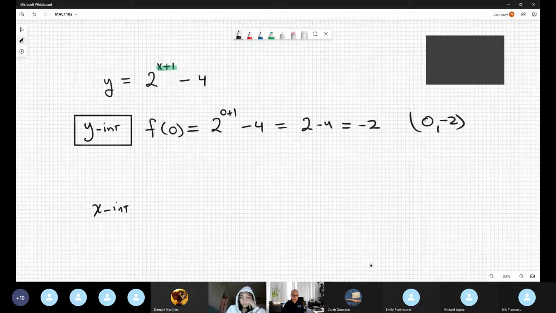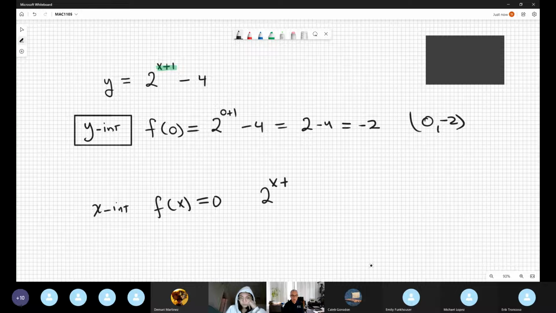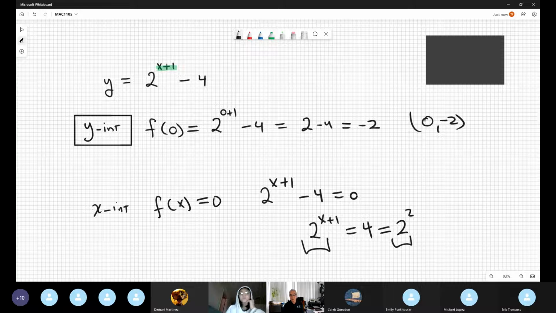In order to find the x-intercept, the formula is f of x equals 0. Therefore, you put y equals 0, so you have an equation like 2^(x+1) minus 4 equals 0. And we convert immediately to an exponential equation. I know very well that 4 is 2 to the second power.